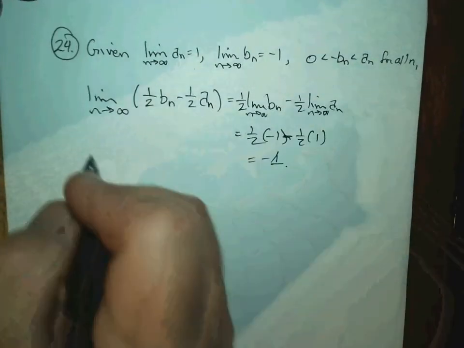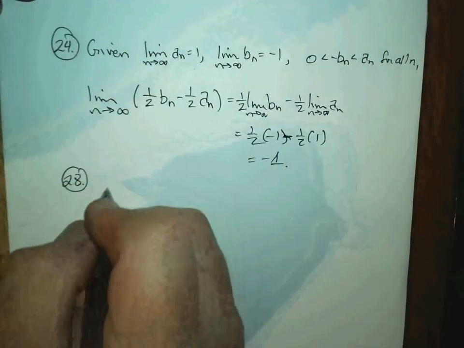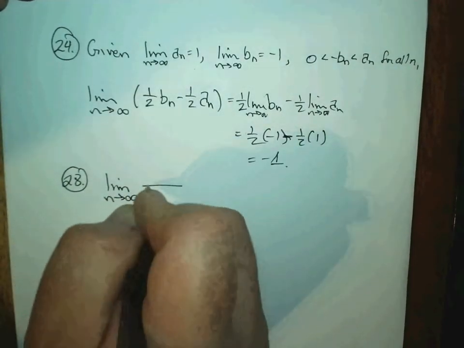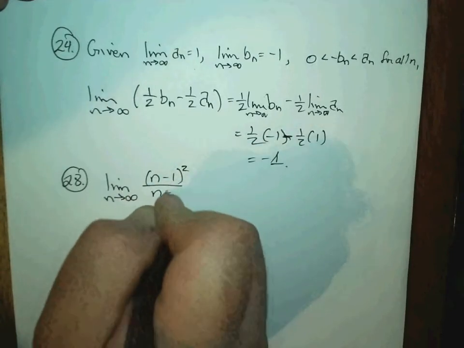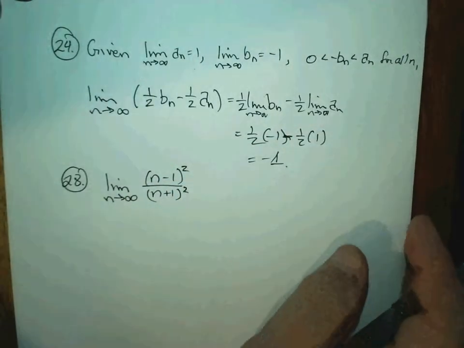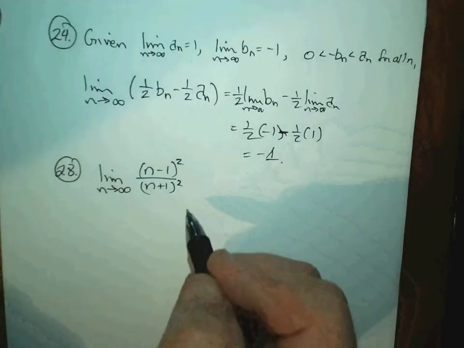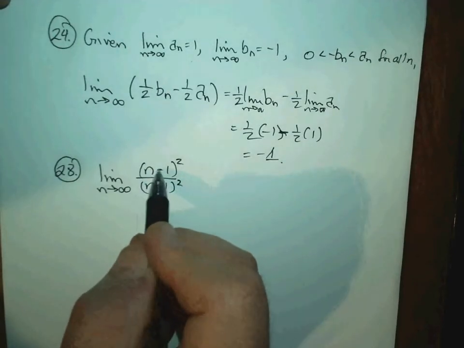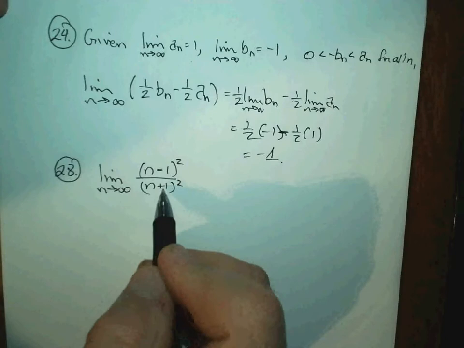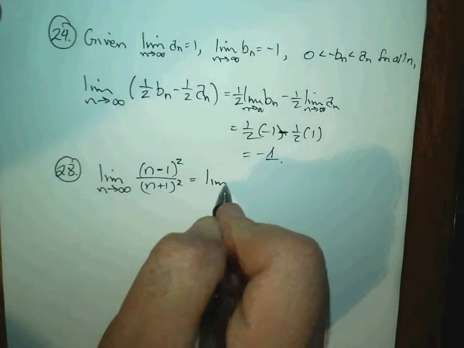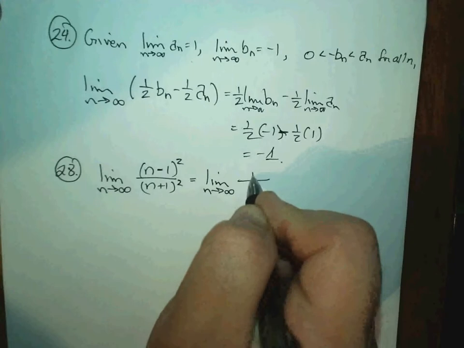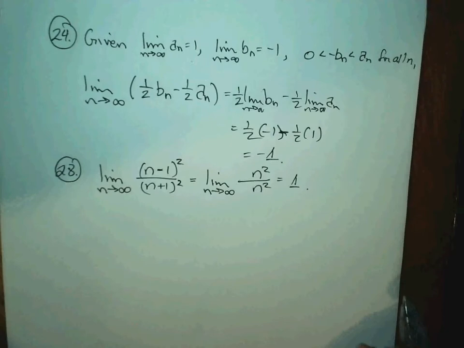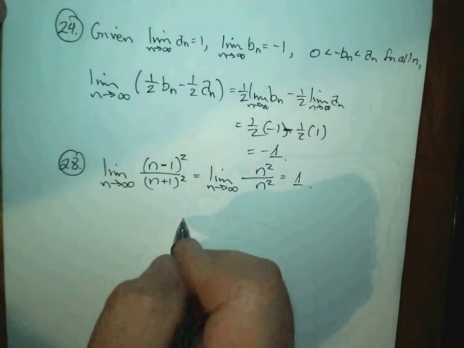All right, how about problem number 28? We want to find the limit as n goes to infinity of the expression n minus 1 squared over n plus 1 squared. Now, one way to do this would be to simply realize as n goes to infinity, n is the dominant term, the minus 1 is inconsequential, the plus 1 is inconsequential, and simply say this is the same as n squared over n squared, which is 1, and the limit of 1 is 1.